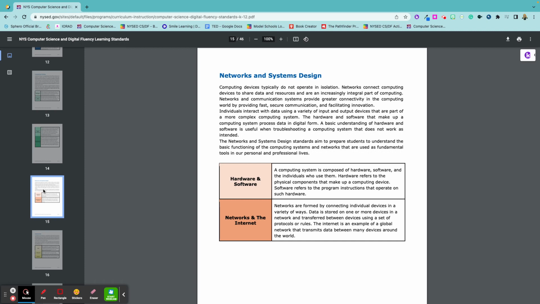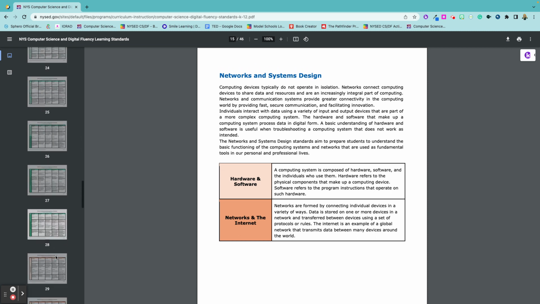We are back on the PDF to be able to look at the networks and systems design concept area. Now, this may be one that's a little bit more difficult for you to embed into your PE or health classes, but as we go through, you might start to identify places that this would make sense. We have two sub-concept areas of hardware and software and networks and the internet.